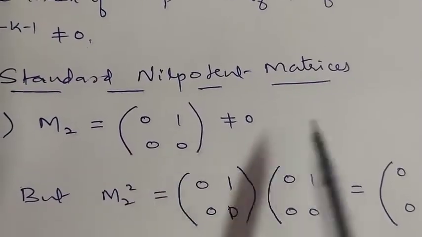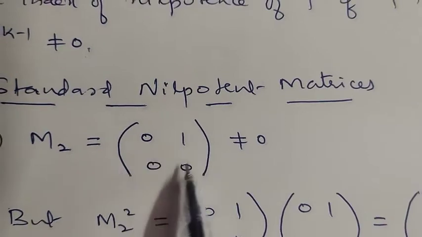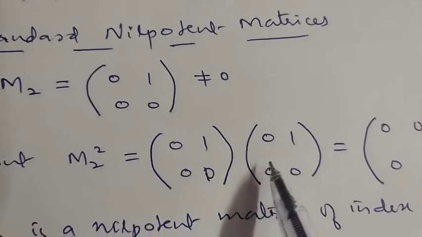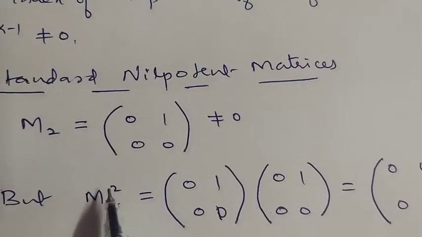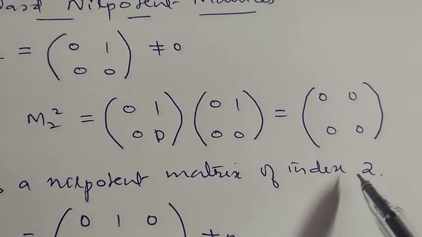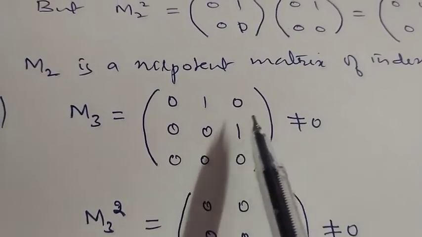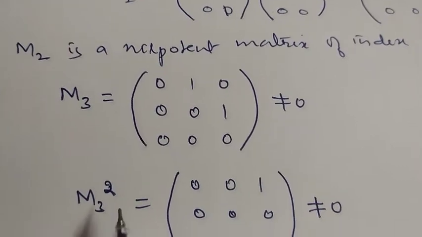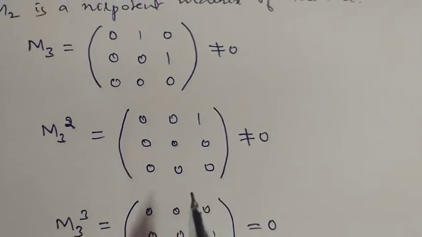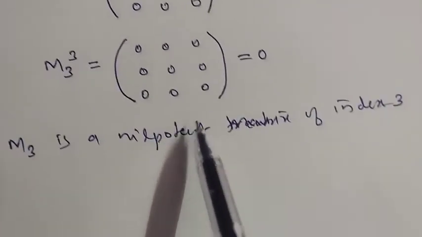So let us take up the standard nilpotent matrices. M₂ you take as [0 1; 0 0], which is definitely a non-zero matrix. If you take M₂ squared, [0 1; 0 0] times [0 1; 0 0], you multiply it and get 0. So M₂ is not 0 but M₂ squared is 0, which means M₂ is a nilpotent matrix of index 2. Similarly, take M₃ to be [0 1 0; 0 0 1; 0 0 0], which is definitely non-zero. M₃ squared is again a non-zero matrix, but M₃ cubed is found to be 0. Therefore M₃ is a nilpotent matrix of index 3.